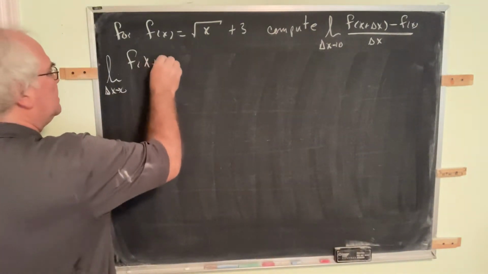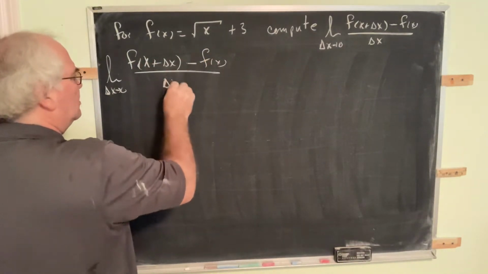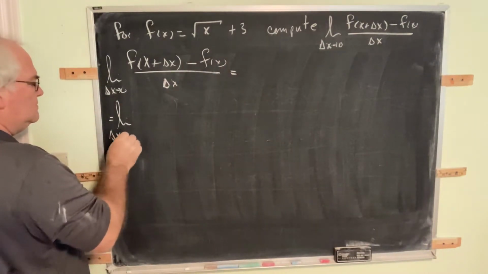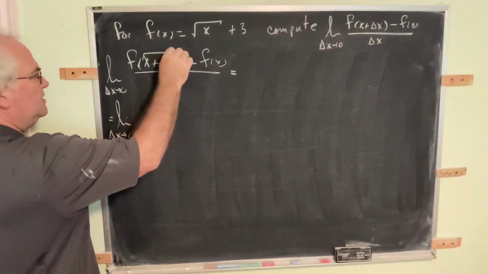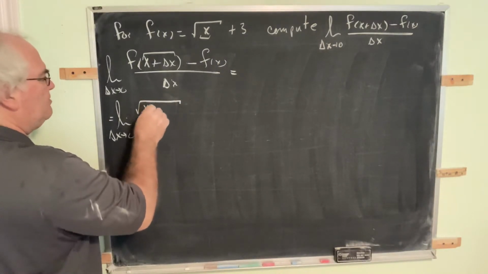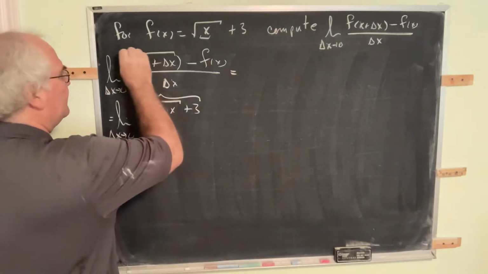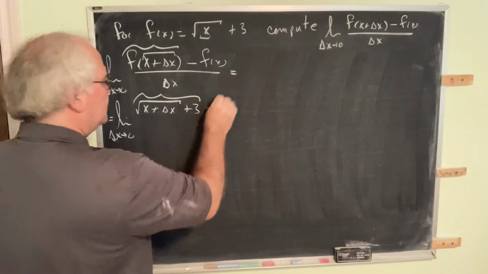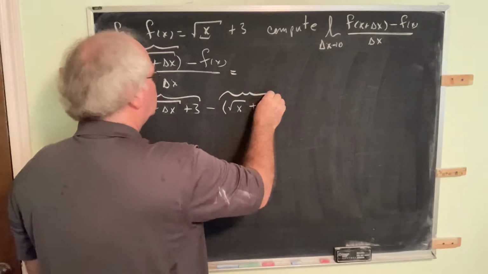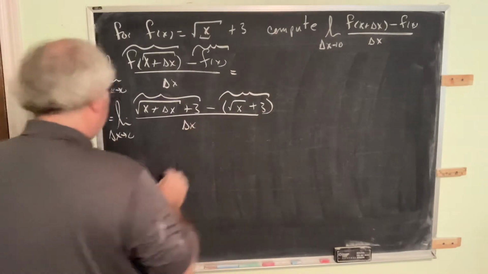f of x plus delta x minus f of x all over delta x. What's that equal to? So that's equal to this limit. Substitute this expression in for that variable. So this should start to look familiar. x plus delta x plus 3. There's this first piece, minus, in parentheses, the second piece. There's the second piece, all over delta x.